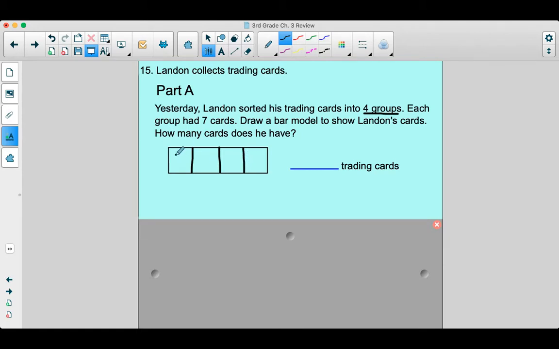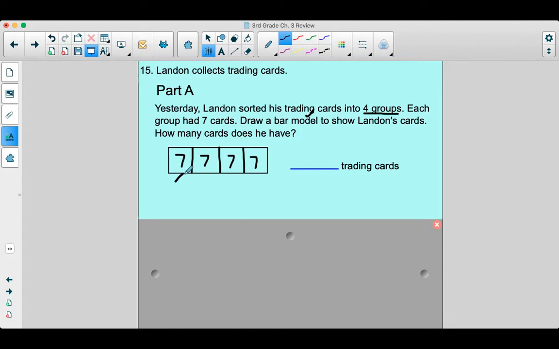Each group had seven cards. Perfect. Seven, seven, seven, seven. Draw a bar model. Done. To show Landon's cards. How many cards does he have?